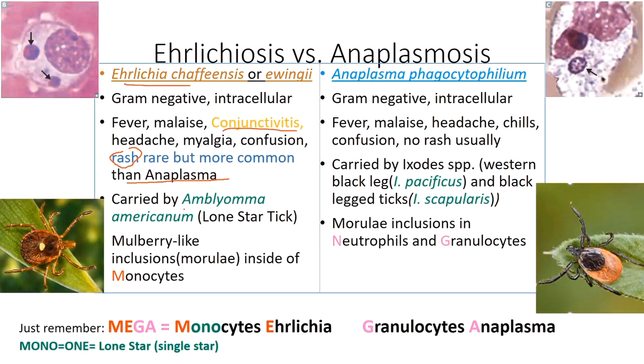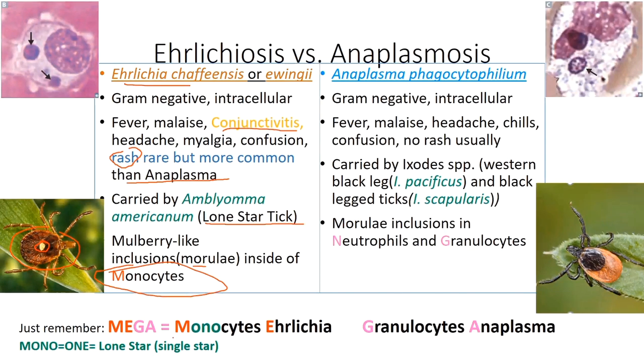So remember, this is carried by your lone star tick. I put a picture over here. It literally has a lone star on its back, so you can't mess this up with anybody else. Literally Ehrlichia, lone star. And remember that this guy is going to have mulberry-like inclusions or morulae inside monocytes.